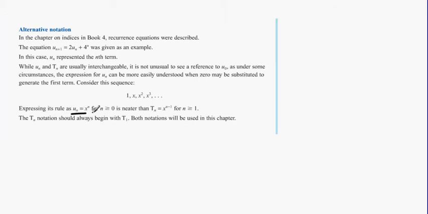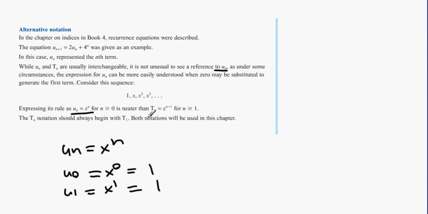An example would be this one here. Un equals x to the n, and n is greater than or equal to 0. So that means that you have to start off at n equals 0. Sometimes you might actually have a U0 as your first term. So U0 is x to the power 0, which equals 1. U1 is x to the power 1, which equals x.